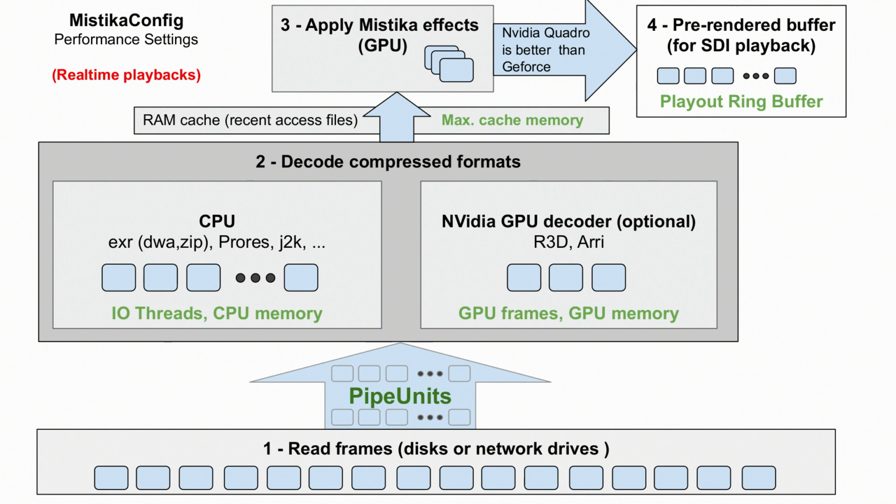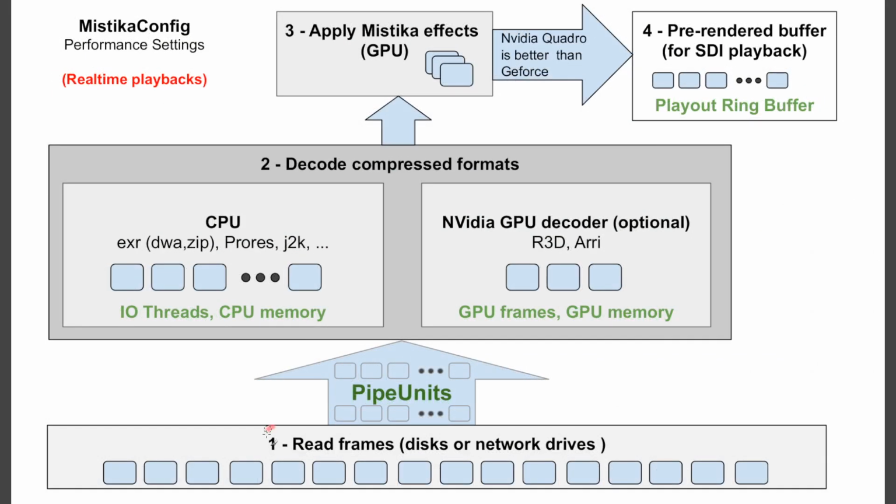This is the Mistika engine for real-time playbacks. Mistika is going to first read frames, obviously, then decode the images, send them to the GPU for processing the effects, and then send them to the video output. This can be optimized in two ways. First thing is to process different frames in parallel, so each frame is processed by a different CPU core for more speed.